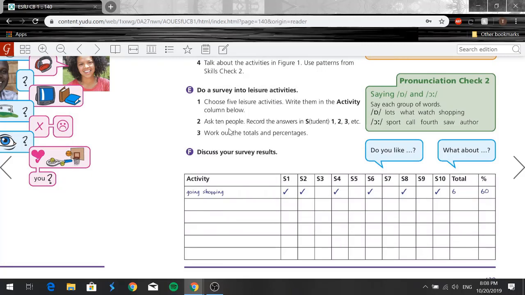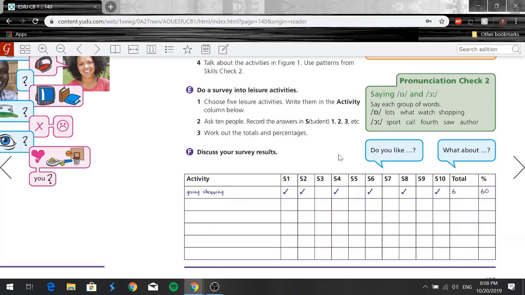And ask 10 people, and record their answers. What do they think of it? Do they like it? Okay? And then work out the totals and percentages. Okay? These are all ways that could help you retain information. And then, obviously, for exercise F, discuss your survey results.